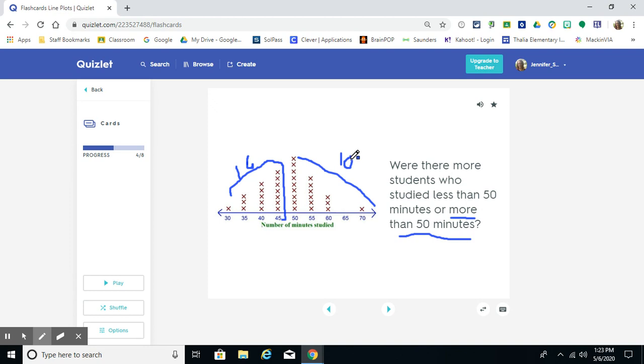Going back to my question, were there more students who studied less than 50 minutes or more? So the correct answer is going to be less because 16 students studied less than 50 minutes.